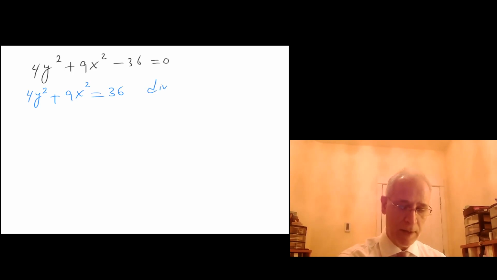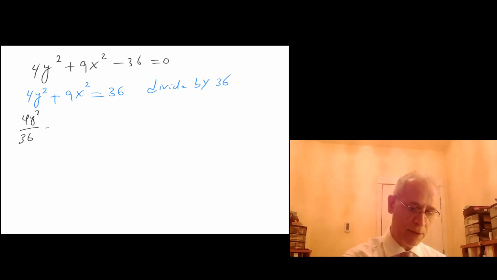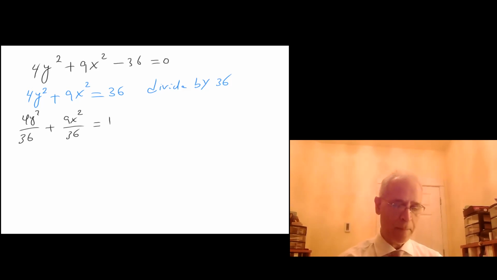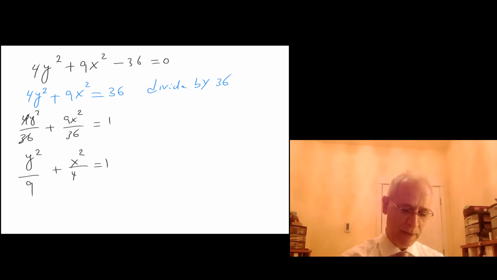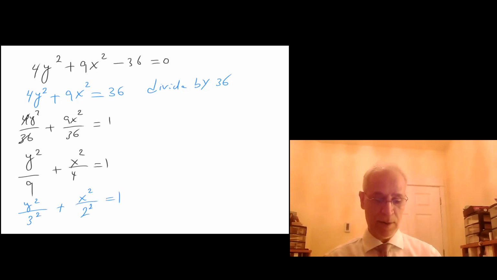So divide by 36. I get 4y squared over 36 plus 9x squared over 36 equals 1. So I can simplify this. This becomes y squared over 9 plus x squared over 4 equals 1. And finally, you don't have to, but it's nice to write this as y squared over 3 squared plus x squared over 2 squared equals 1. And now I can go ahead and graph this.